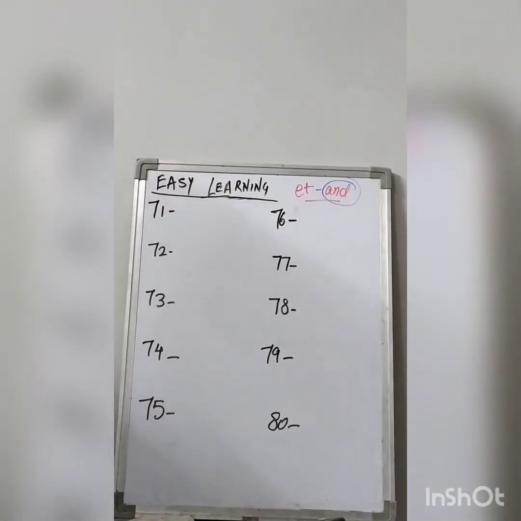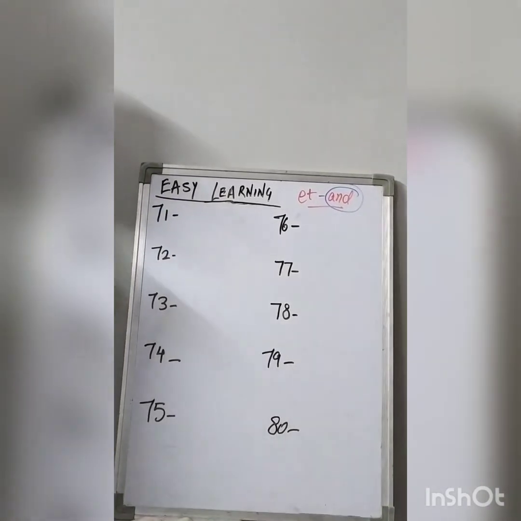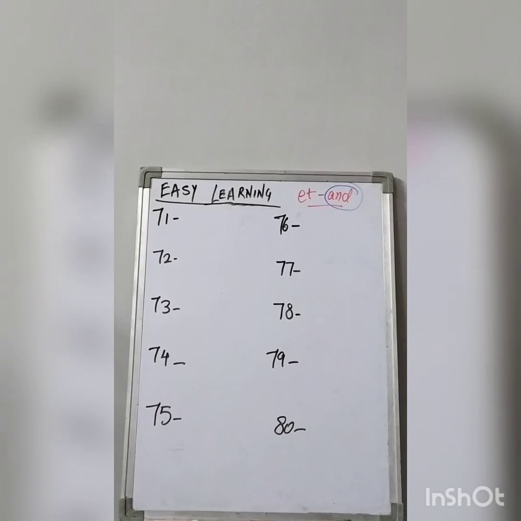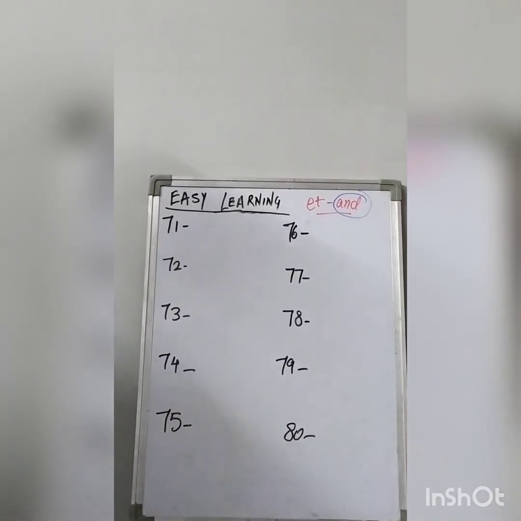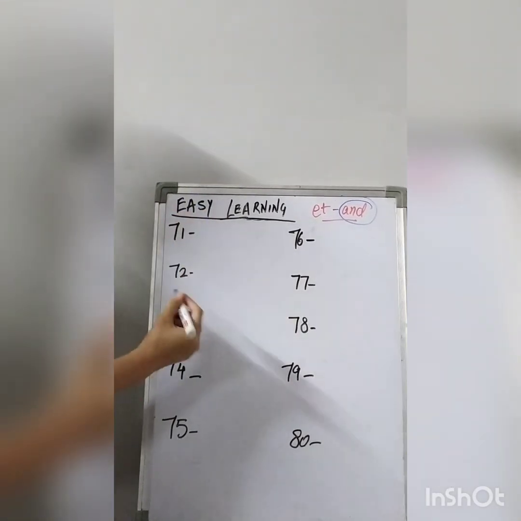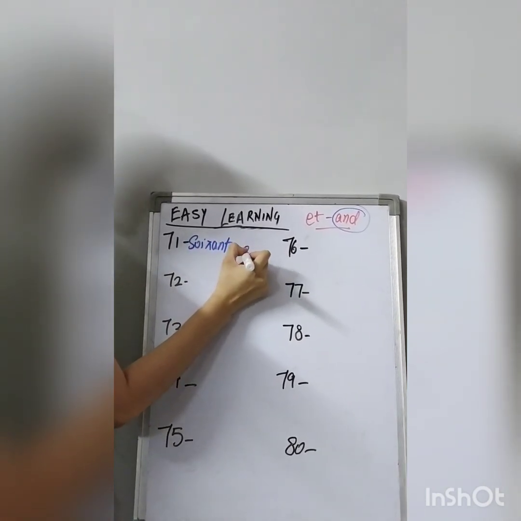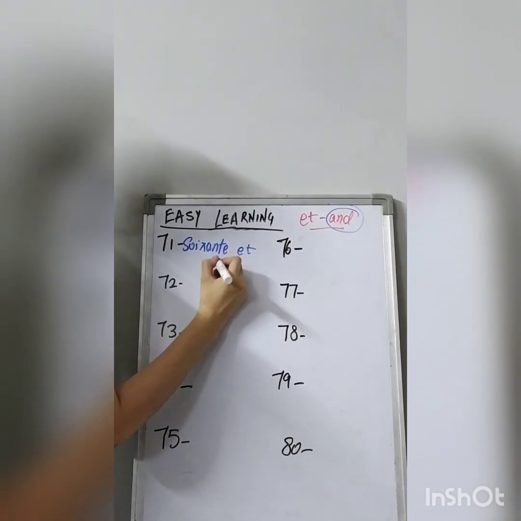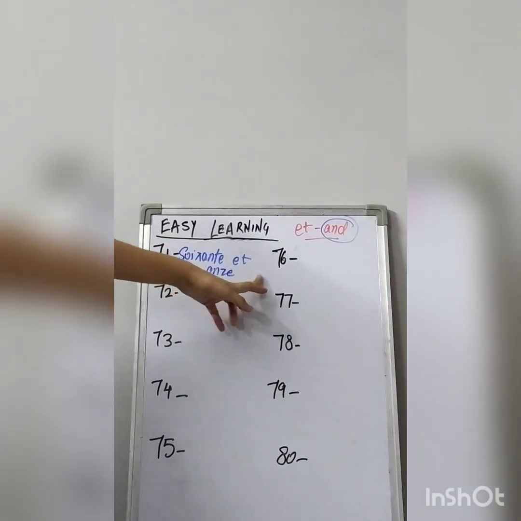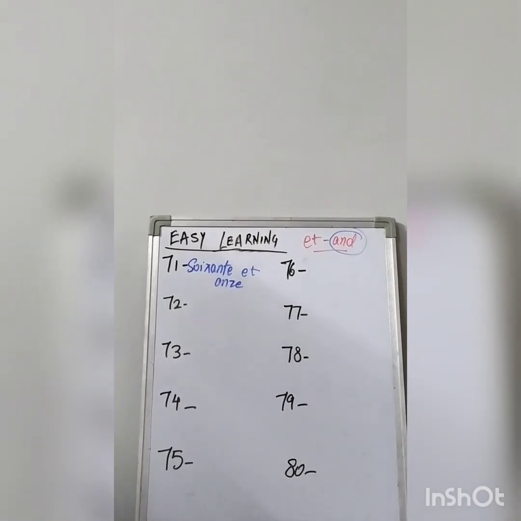Alright, so now our next set is from 71 to 80. 70 was soixante-dix, 60 plus 10. So now what will 71 be? 60 plus 11. So soixante et onze, O-N-Z-E, onze. And onze was 11, as we had done in the video earlier.